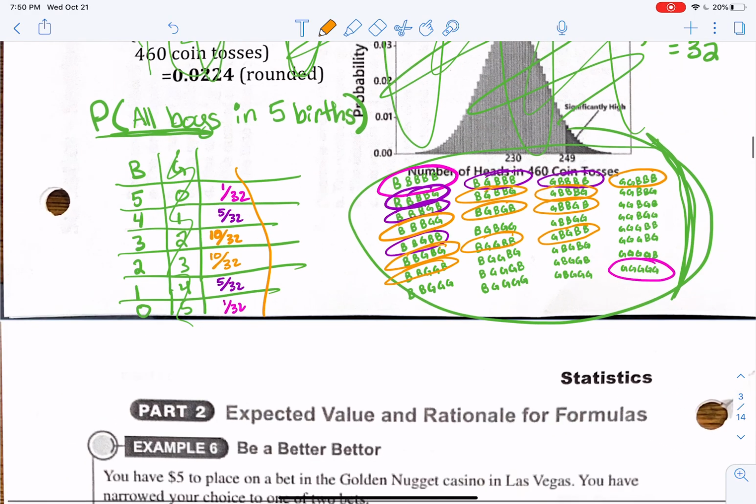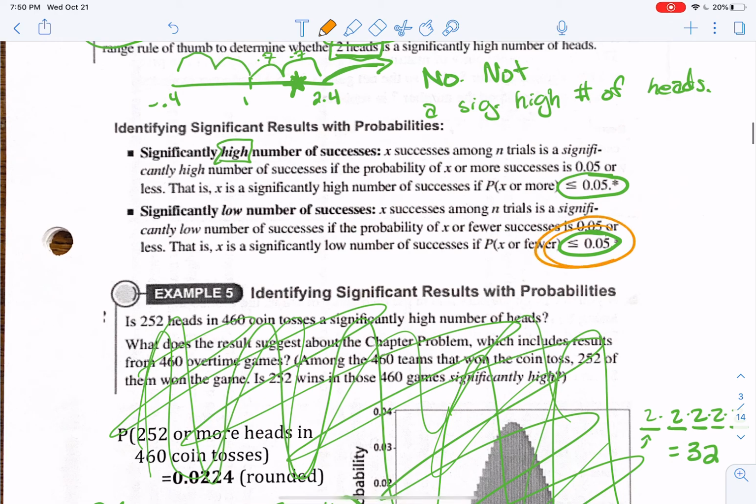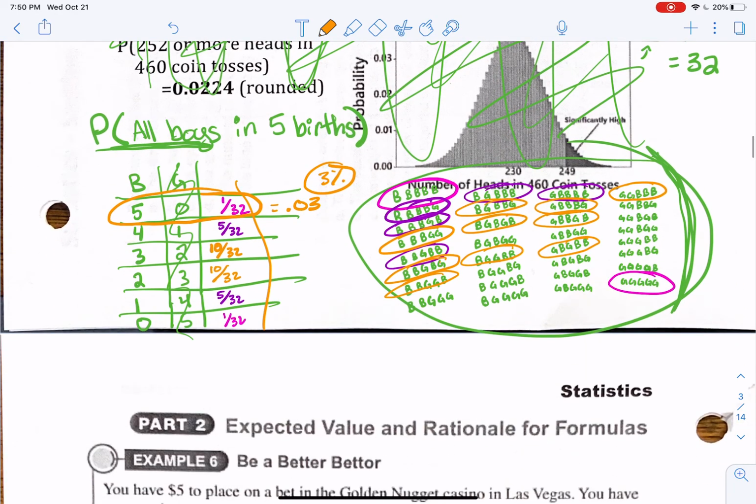Now, if I'm looking at the probability of all boys in 5 births, that is a 1 out of 32 chance of happening. 1 out of 32 chances is a 0.03, okay? That's a 3% chance that if you have 5 births, all of them are going to be boys, okay? So, since 3% is less than a 5% chance of happening, we would say that all boys is a significantly high number of boys, okay?